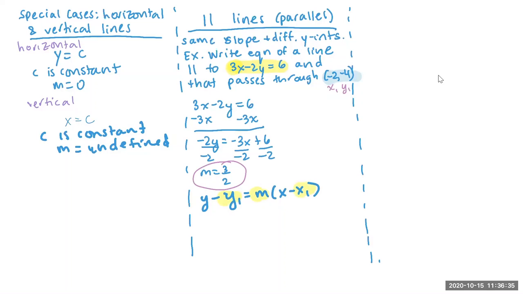Okay, so the y1 we saw was -4. So when I plug it in, it's y minus a -4 equals, the slope is 3/2, x minus a -2, and make sure you have parentheses around those negative numbers. And then from there, we're going to write it as y plus 4, the double negatives simplified to positive.